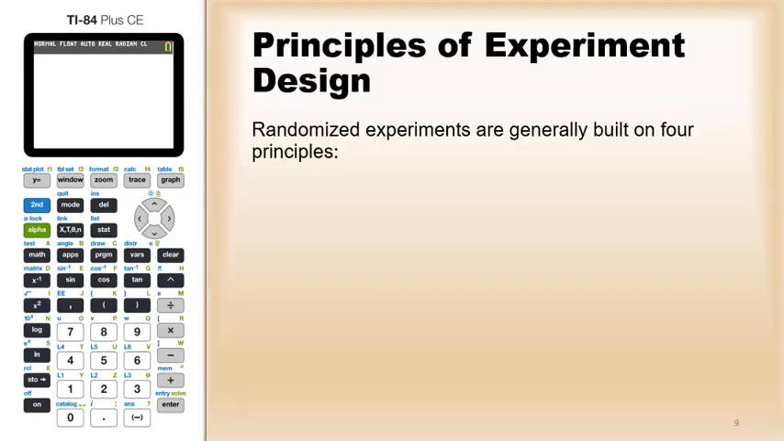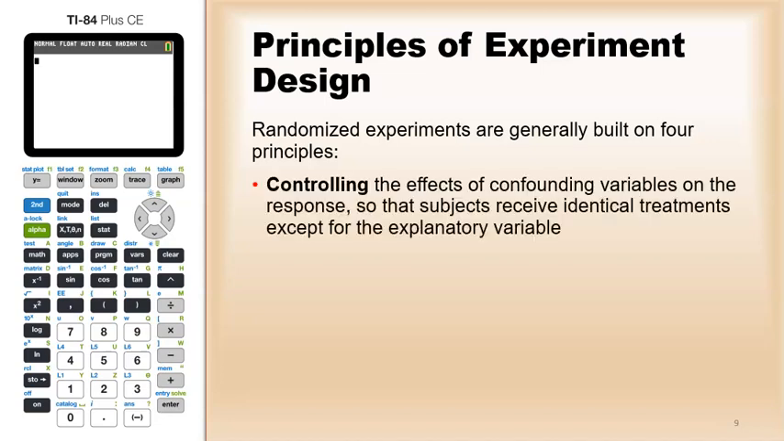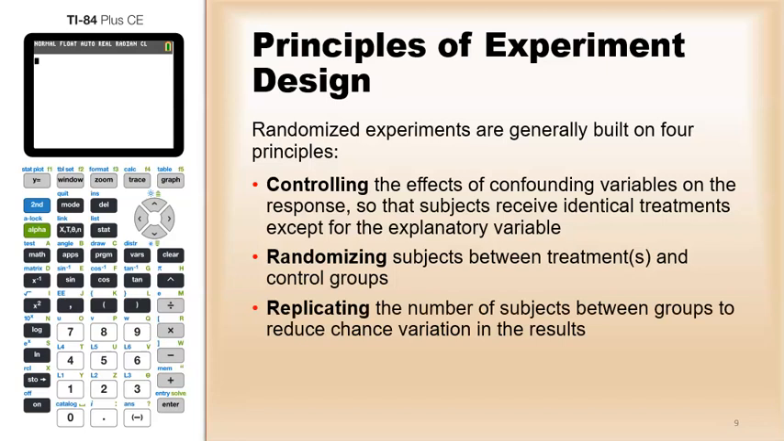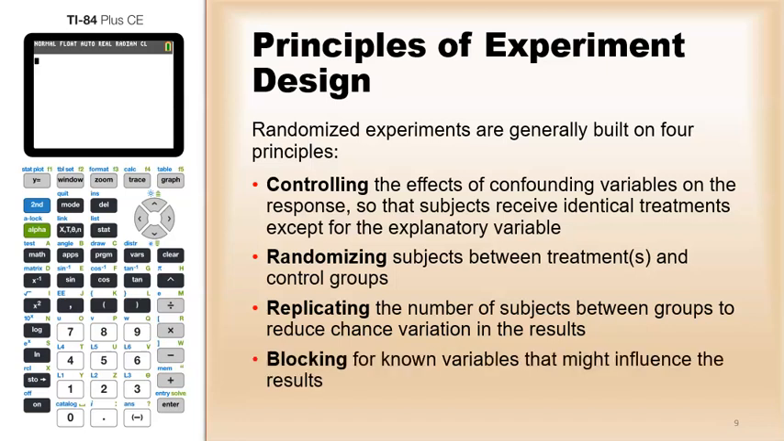Randomized experiments are generally built on four principles. Controlling the effects of confounding variables on the response so that the subjects receive identical treatments except for the explanatory variable. Randomizing subjects between treatments and control groups. Replicating the number of subjects between groups to reduce chance variation in the results. And blocking for known variables that might influence the results.